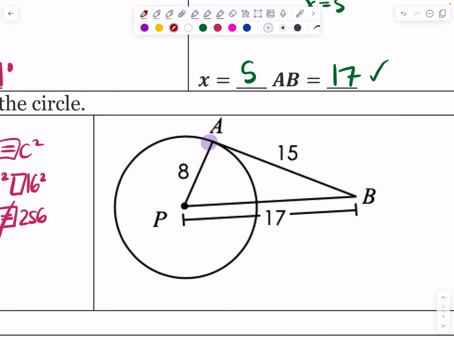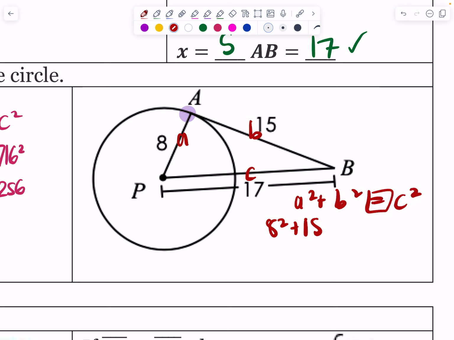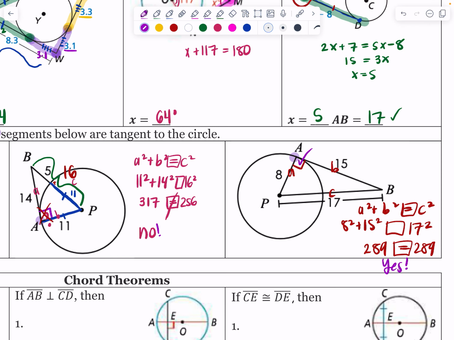Okay, now we want to see if a squared plus b squared is equal to c squared. So this time they give me the full amount. We're going to see how does 8 squared plus 15 squared compare to c squared. So how does 8 squared plus 15 squared compare to 17 squared? This is 289 on this side. This is 289 on this side. Because this is equal, this is in fact a right angle. So this is a yes. So this one was a no.